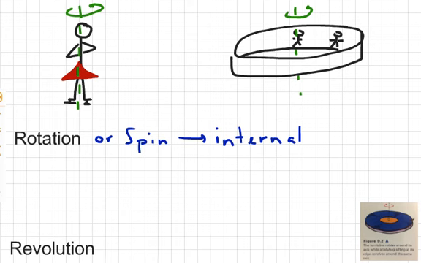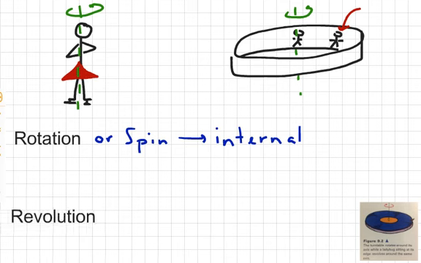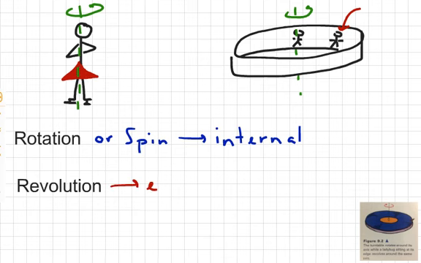However, if you look at the riders on this carnival ride, they're spinning around an axis that doesn't actually pass through their own bodies. And in that case, we call that a revolution. A revolution happens when you have an external axis around which that object is turning.